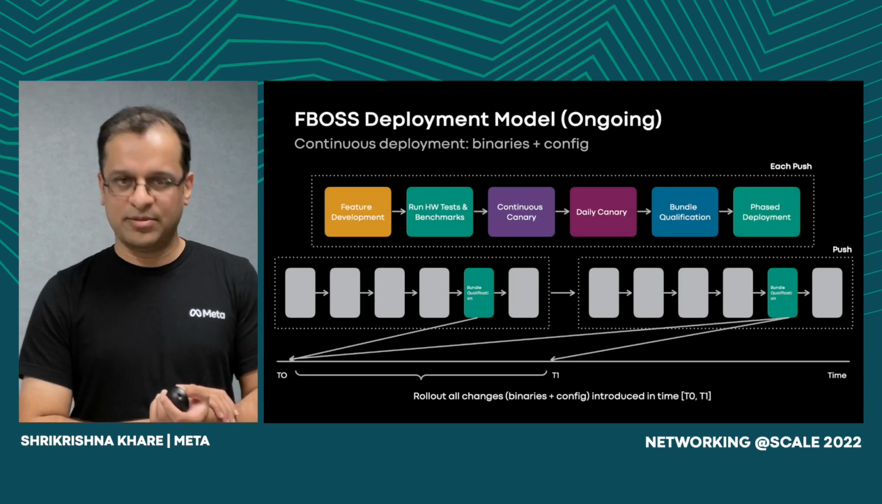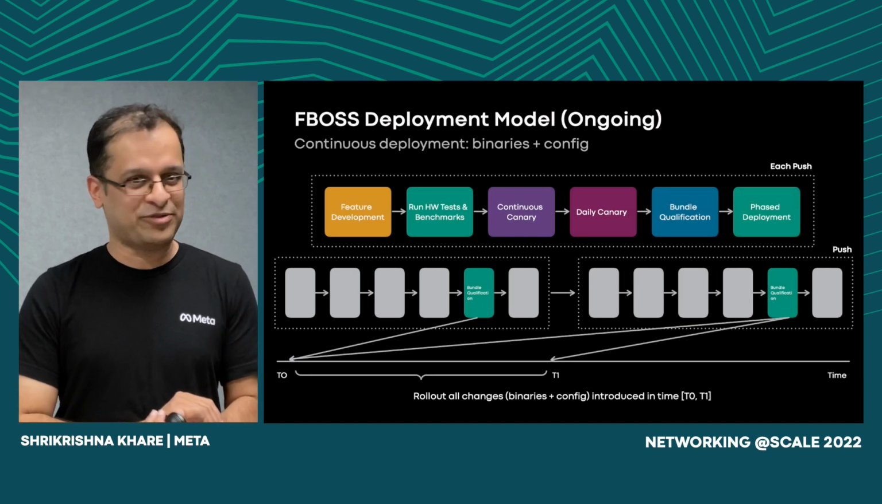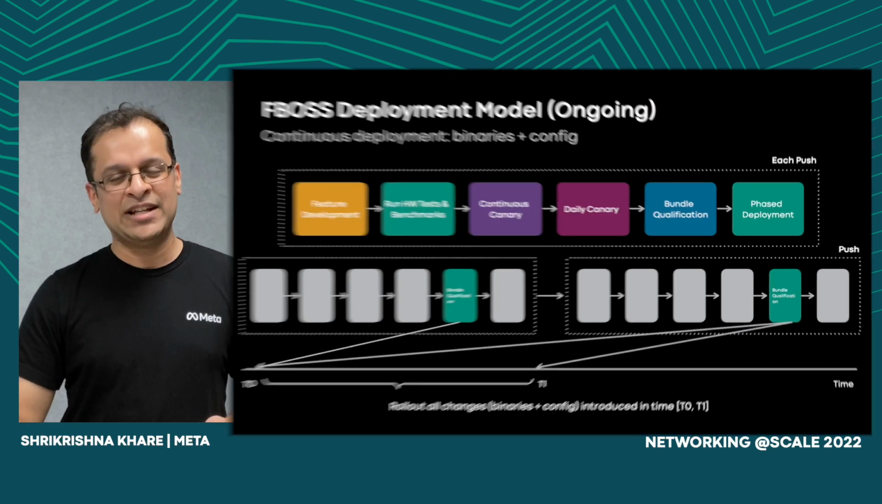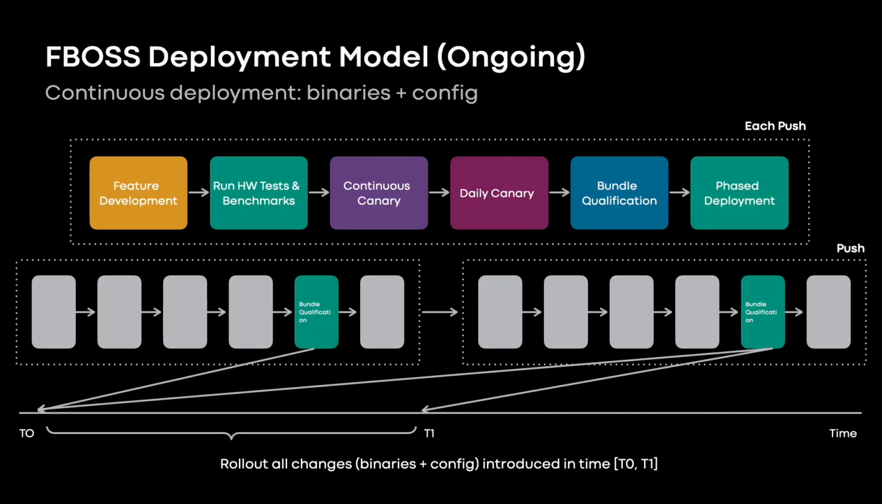In terms of deployment model, we deploy frequently and on a continuous basis. This is how a typical deployment model looks like. If you look at the top box, which is each Fboss push, we begin with feature development, followed by testing. This is both regression tests as well as tests written for the new features. If all of those look green, then we'll deploy this in production.